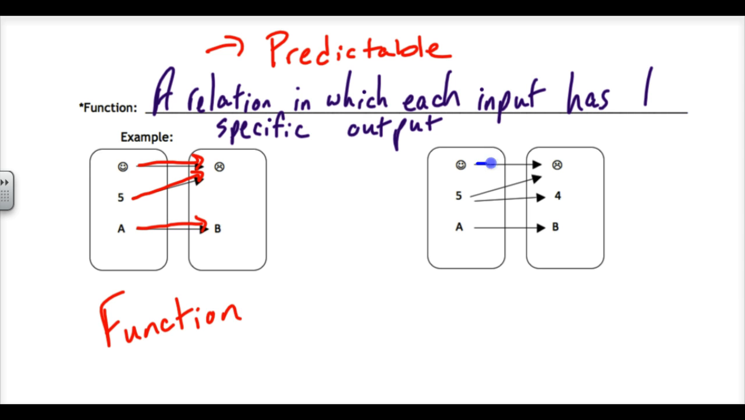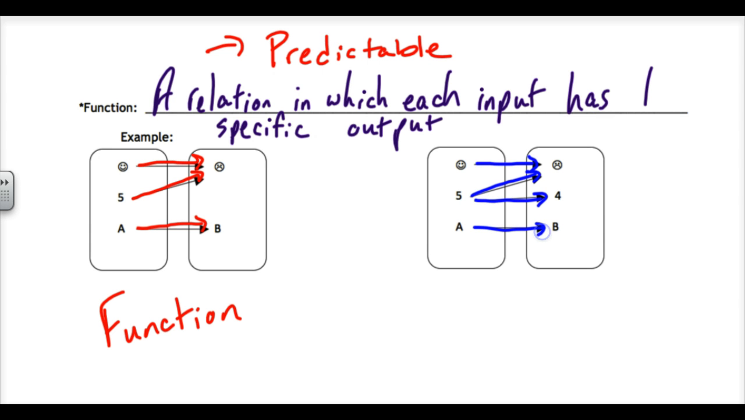Now in the second one, think the vending machine example again. If you press smiley face, you get frown. If you press 5, you get frown. But then you press 5 again and you get a 4. Now that's an issue. We want it to be predictable. If I pressed 5, one time I got frowning face, one time I got a number 4. Well, we don't know what's coming out of it. Each input has one output. I've got an input and then I've got 2 outputs, so that's a problem.